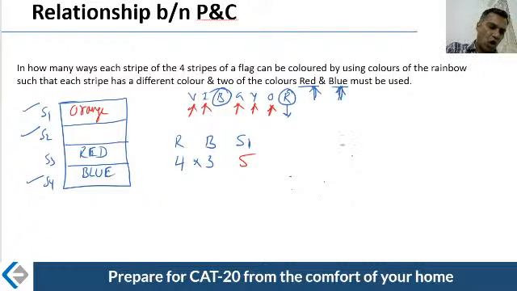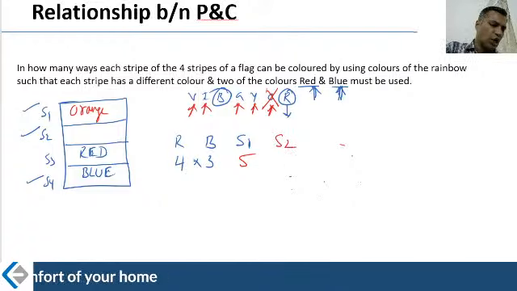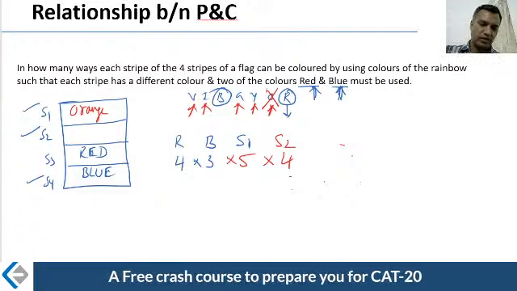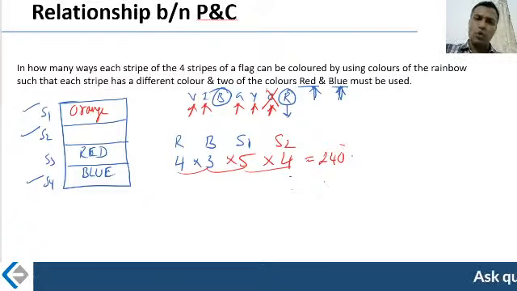Now, what about stripe 2? Orange is gone. Therefore, on stripe 2, you can use any of the remaining 4 colors. Now, that's the required answer. What is the required answer? 12, 60, 240. So I can color this in 240 ways.